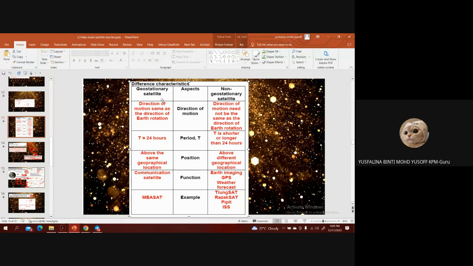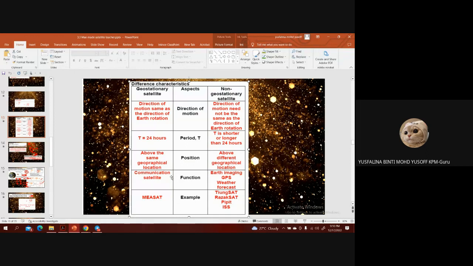Geostationary stays above the same place. Of course, when it is called stationary, it's not moving, so it will be at the same geographical location. Let's say we launch it in Malaysia, so it will stay only over Malaysia and will not move to another part. But for non-geostationary, it is moving above different geographical locations, maybe another country like Singapore or Indonesia. So that is non-geostationary.